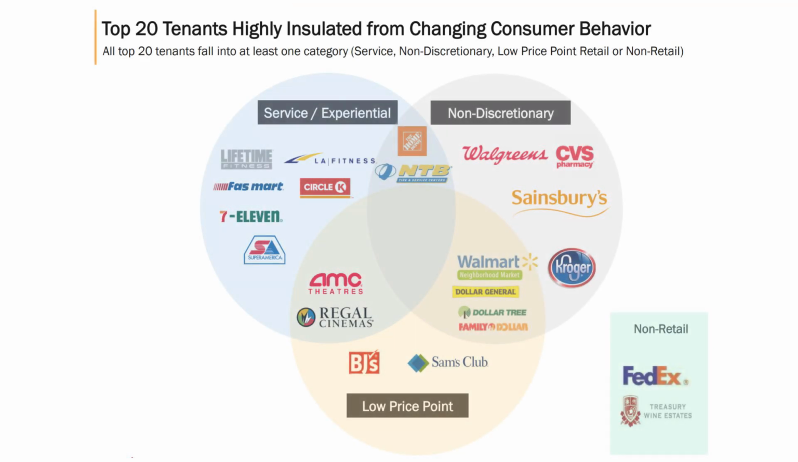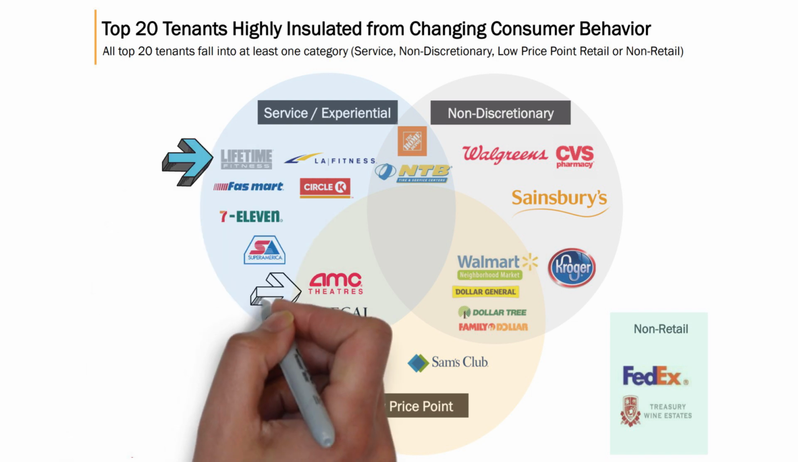Realty Income has specifically focused on companies falling in one or more of three categories they see as safer and more likely to survive economic challenges. The three are those which are service-oriented or experiential, non-discretionary, and low price point. If you think about how their tenants have fared in our current economic crisis, they have been thus far correct in their assessment of safety for all but gyms and movie theaters.